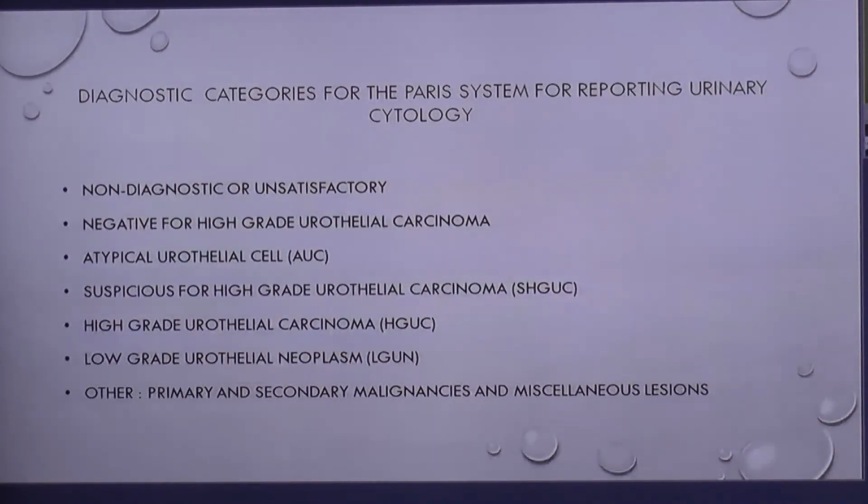So these are different systems. You can have a quick look at this. This is the Paris system of reporting urinary cytology. Here also we can see different categories like non-diagnostic or unsatisfactory, negative for high-grade urothelial carcinoma, atypical urothelial cell AUC, suspicious for high-grade urothelial carcinoma, high-grade urothelial carcinoma, low-grade urothelial neoplasm, others. So the findings are also given. As per these findings, we can categorize our report according to this recommendation.